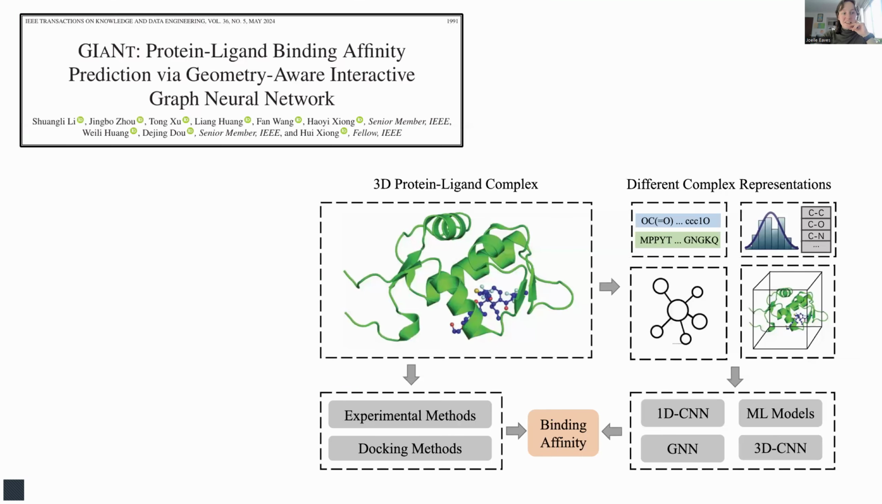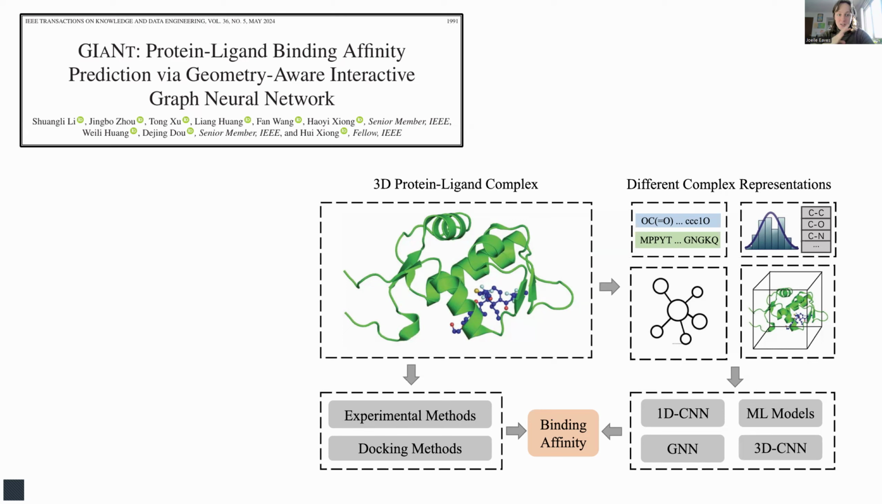Hi everyone. Today I'm going to be covering this paper on the GIANT framework, which is a geometrically aware interactive graph neural net for predicting protein-ligand interactions. That probably sounds pretty similar to a lot of my recent work developing BindSmart and BindSmart-based models, because it is, but I will point out a few key differences along the way.